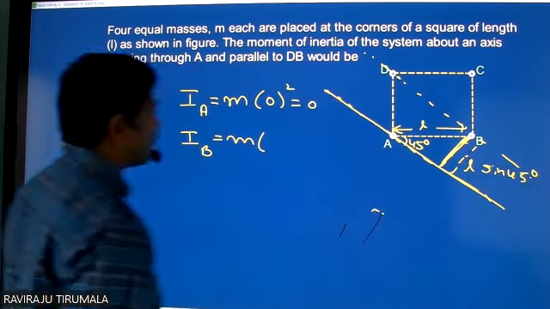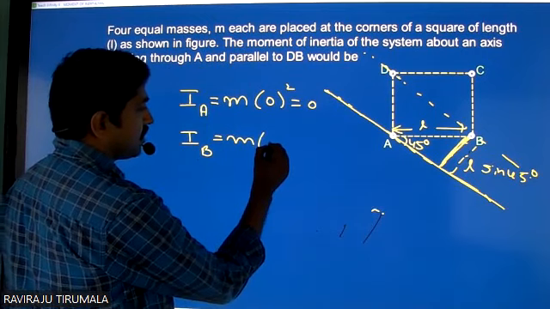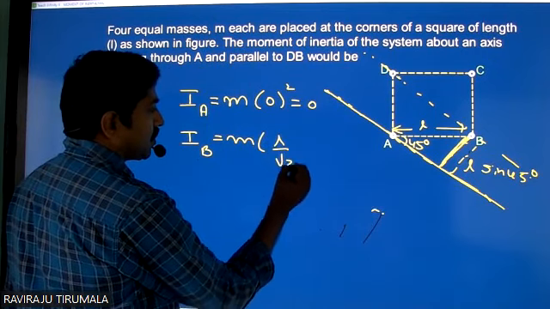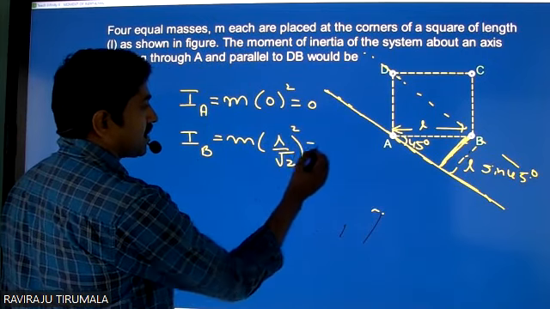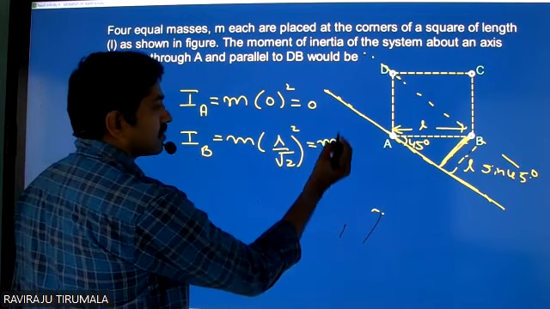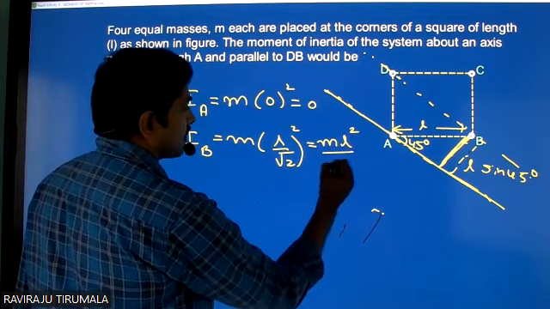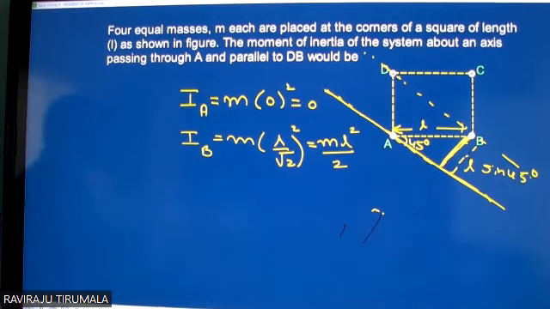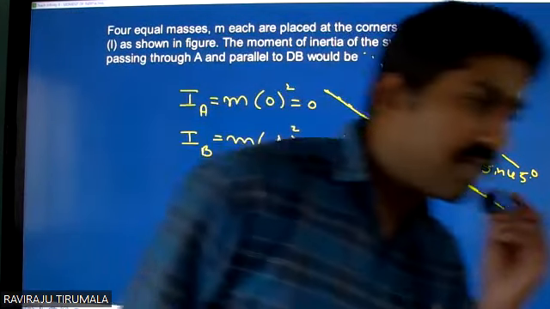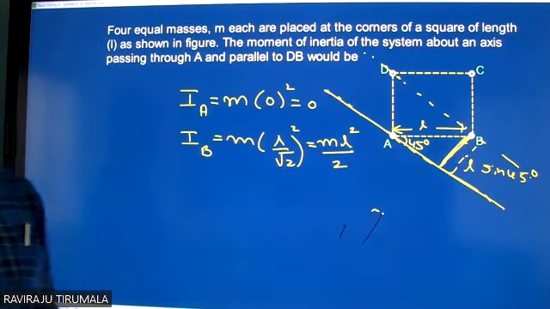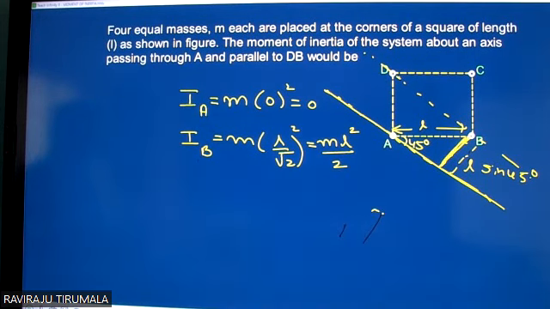Sin 45 is 1 by root 2 only, na? So L by root 2 whole square. This will be L square by 2, na? Then it will be ml square by 2. So that is the equation for moment of inertia of particle B.